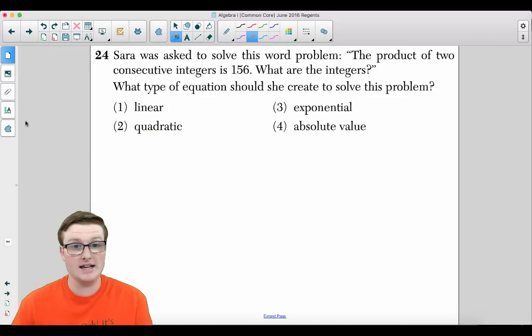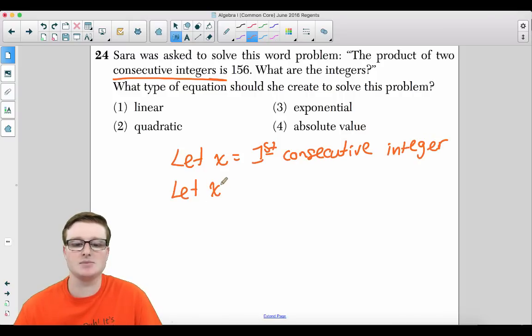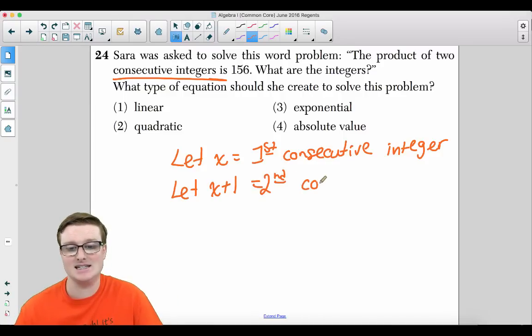Okay, moving on. 24, last question. Sarah was asked to solve this word problem. The product of two consecutive integers is 156. What are the integers? What type of equation should she create to solve this problem? So, consecutive integers. I'm going to let the letter x equal the first consecutive integer. Consecutive means one after the other. Now, I'm going to let x plus 1, which is the integer after, equal the second consecutive integer.